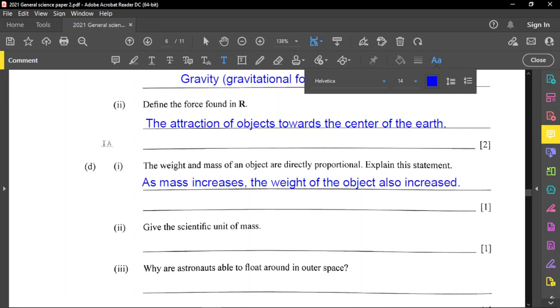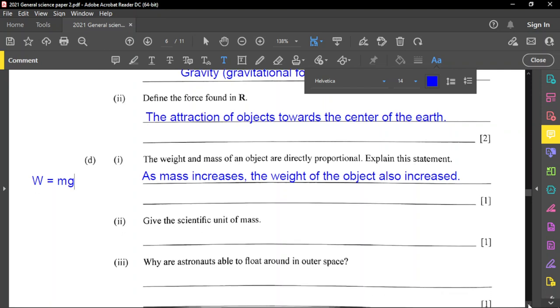I'm going to show you the formula. Weight, let's call this W, is equal to mass times gravity. If gravity is the same all the time, then the weight is based upon the mass: the bigger the mass is, the bigger the weight. So objects with bigger mass will have a larger weight. So weight is equal to mass times gravity, mg.